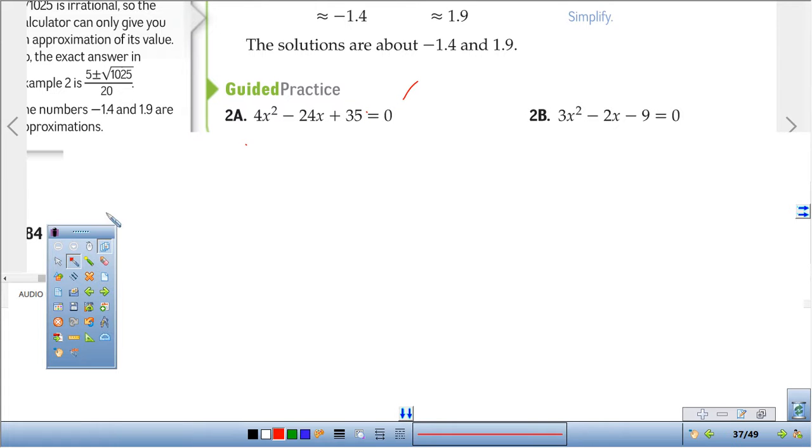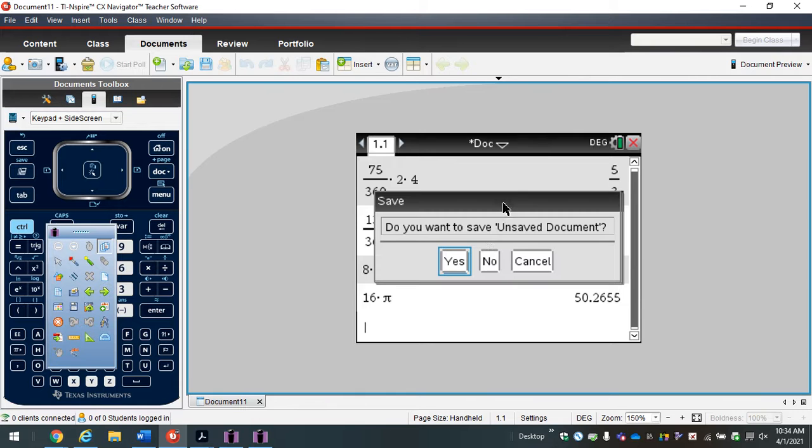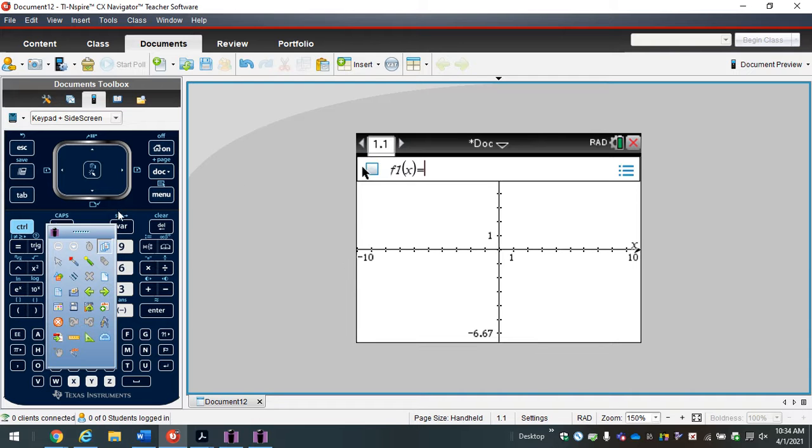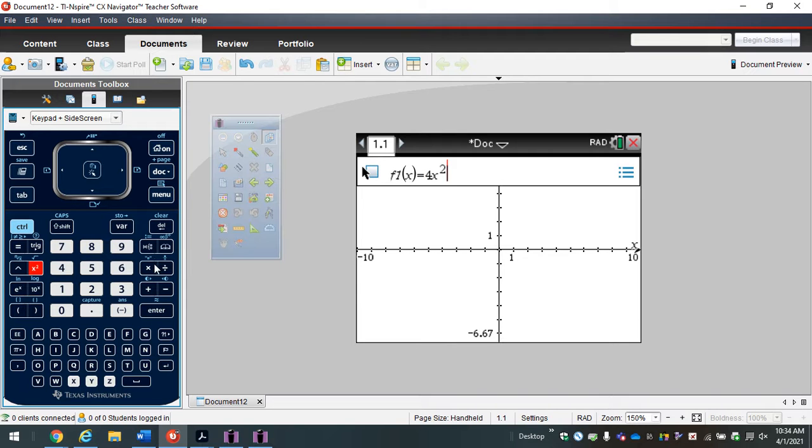Now I guess I'll show you one more thing, guys. You can graph all of these. Once I graph it, this is what I want to look for. I'll go to the calculator, turn it on, and graph. The equation is 4x squared minus 24x plus 35. That's like your 0 is equal to.